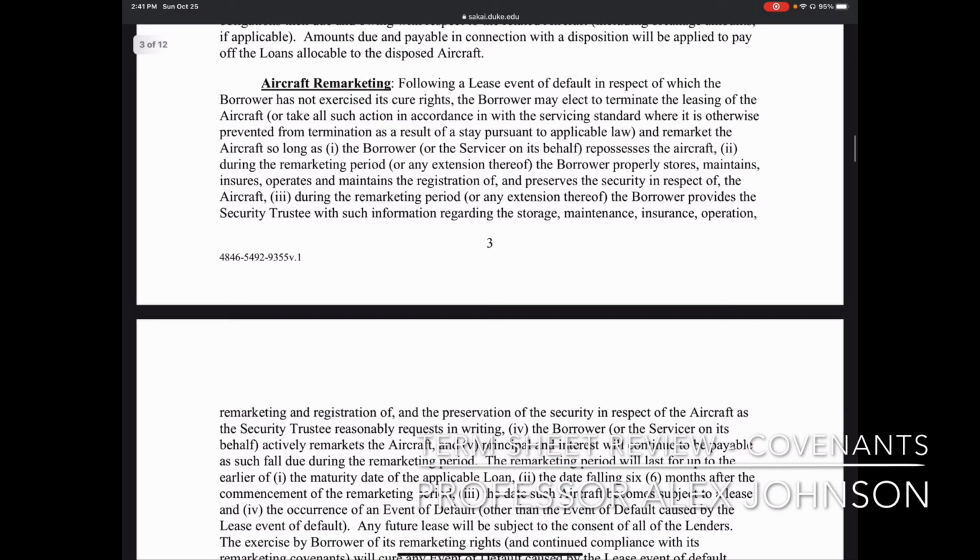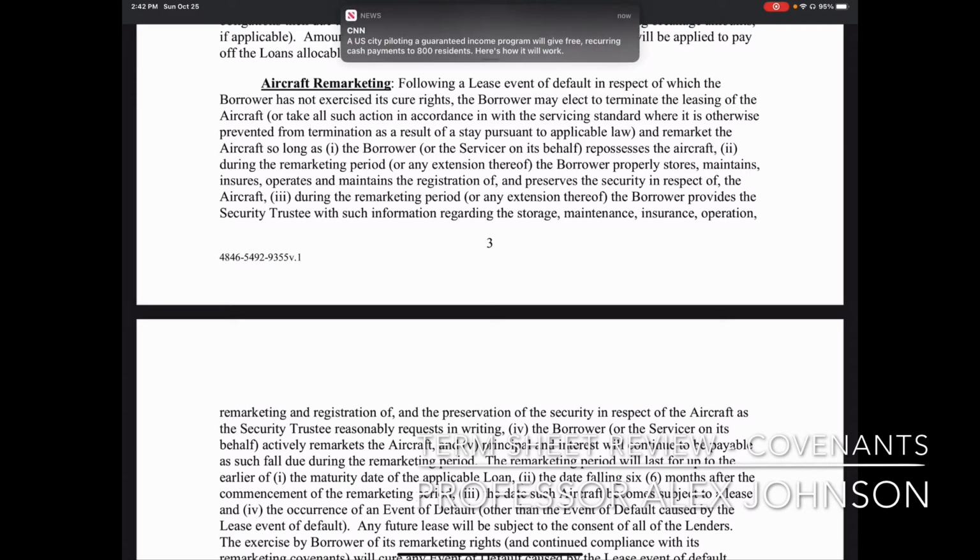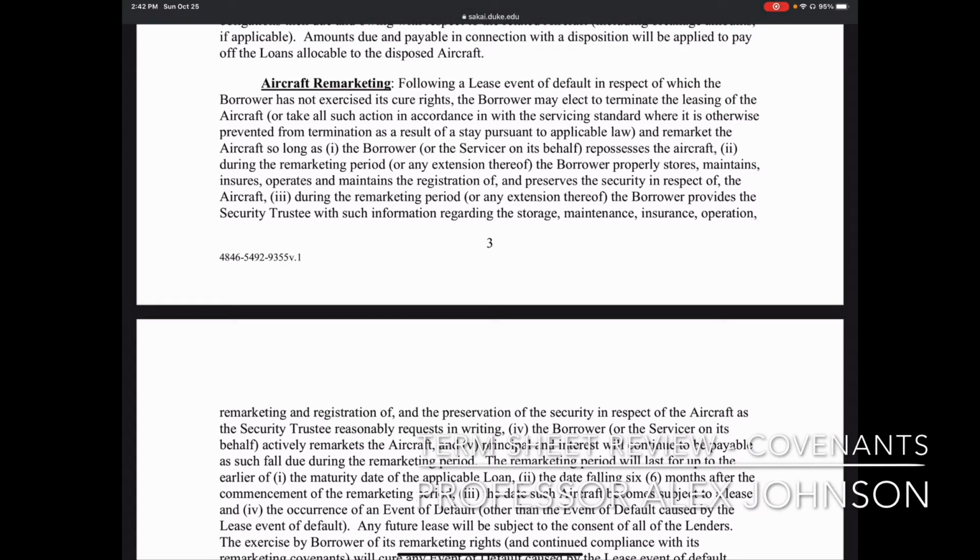Moving on, we have aircraft remarketing. If you read this provision, and I'm sure that you have, this is the right of the borrower to choose to remarket the aircraft if a lease is in default. This is a right of the borrower and not an obligation of the borrower. However, if the borrower exercises this right, the borrower will have the obligation to behave in a certain way.